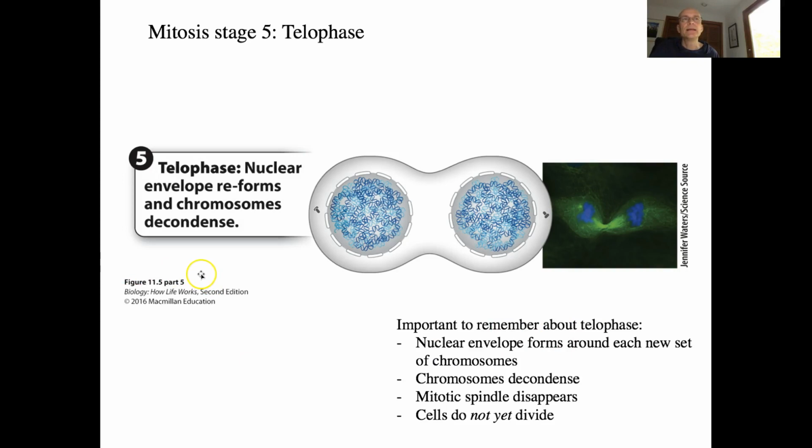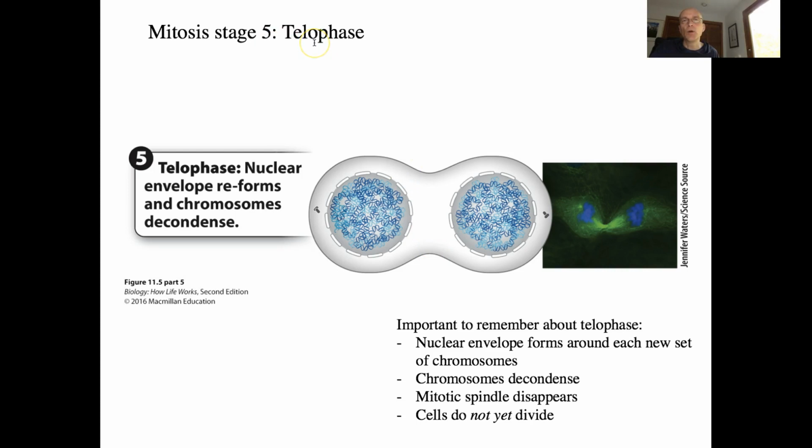And then in telophase, the nuclear envelope reforms, the chromosomes condense, the mitotic spindle starts to disappear, or sort of go to the sides and then eventually disappear, but the cells have not yet divided. So in telophase, the cells do not divide. That happens in cytokinesis. What does happen is that the nuclei are now fully forming again with the nuclear envelope, and so therefore that has divided.